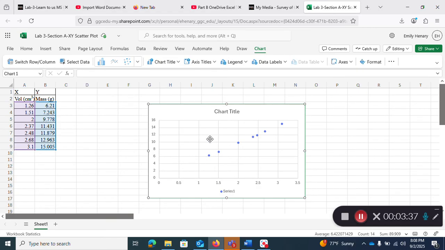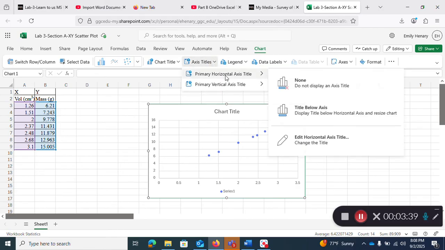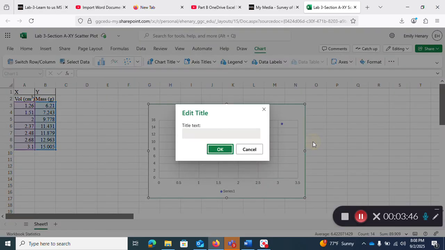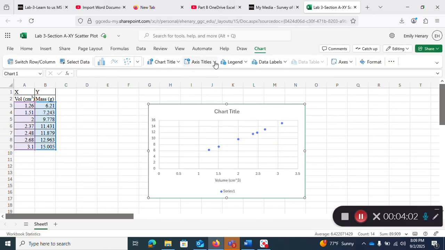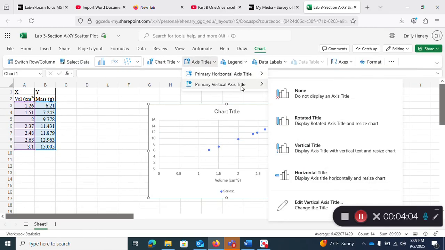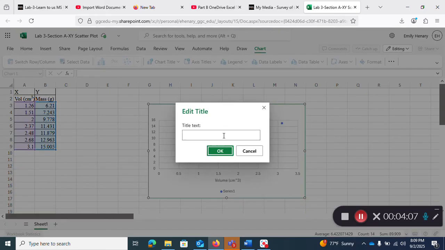So let's add these axis titles so it makes more sense to you. Let's add the horizontal axis title. I'm going to edit the horizontal axis title for volume, and the unit here is centimeter cubed. Here you go. And I'll do the same thing for the vertical axis. I will edit that for the mass in grams. There you go.